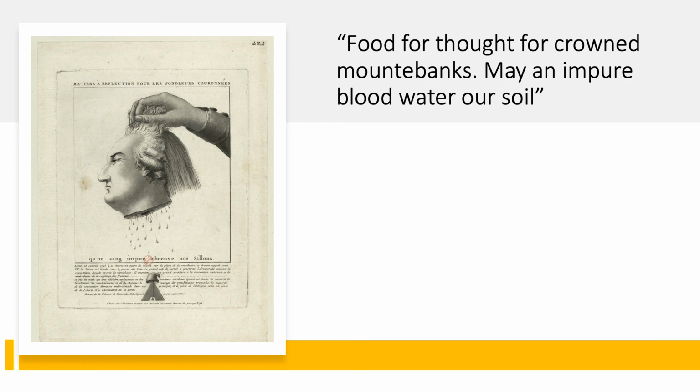And then one of the last pamphlets, this is Louis XVI after his execution. This is part of a pamphlet that commemorates the moment of his death and the execution. The caption on the top and on the bottom is food for thought for crown mountebanks. May an impure blood water our soil. So in part, these are all part of this message depicting these various individuals involved in the revolution and trying to get across that political message. And then that's what the questions are going to ask you to address.